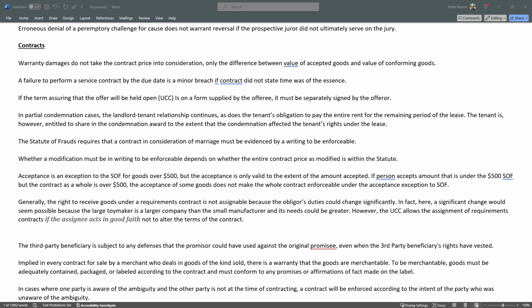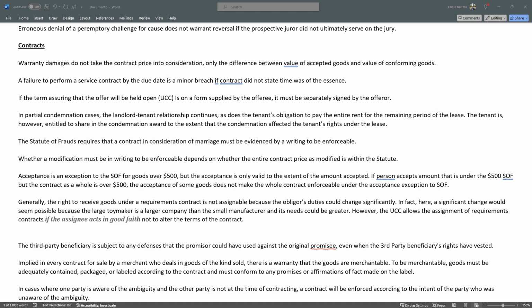The tenant is, however, entitled to share in the condemnation award to the extent that the condemnation affected the tenant's rights under the lease. The statute of frauds requires that a contract in consideration of marriage must be evidenced by a writing to be enforceable. Whether a modification must be in writing to be enforceable depends on whether the entire contract price as modified is within the statute. Acceptance is an exception to the SF for goods over $500, but the acceptance is only valid to the extent of the amount accepted.